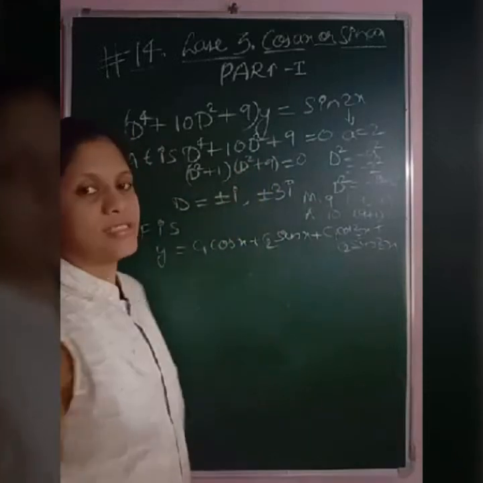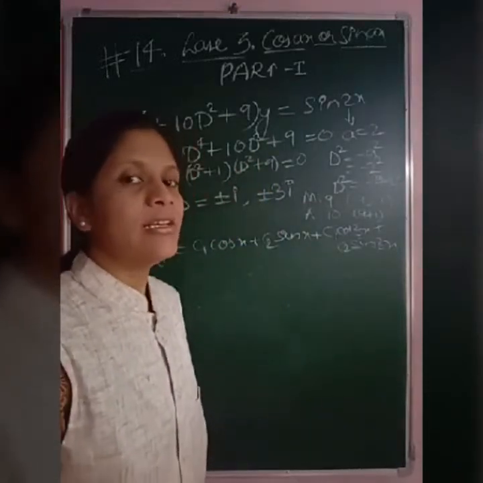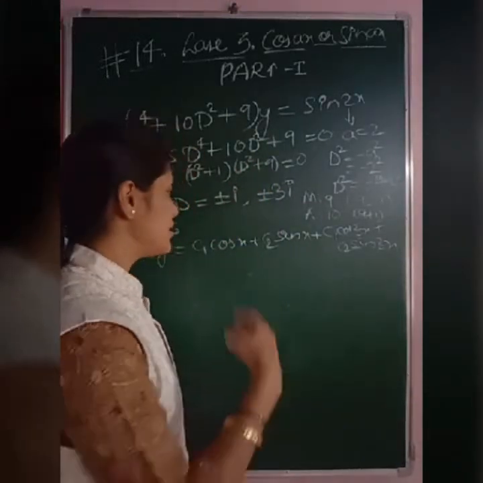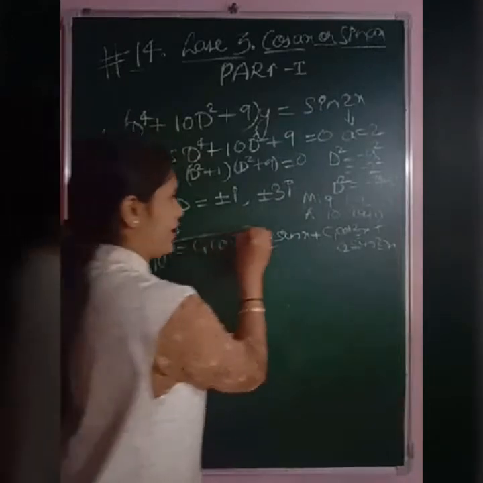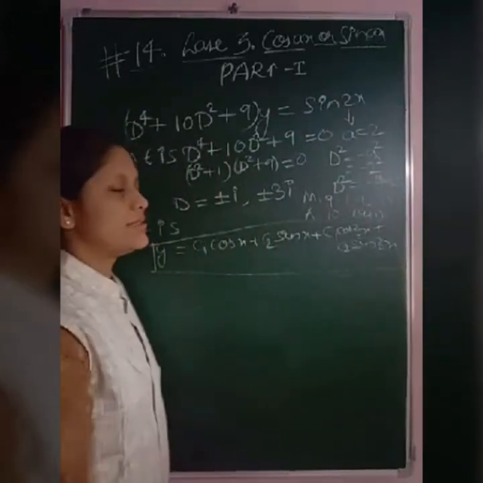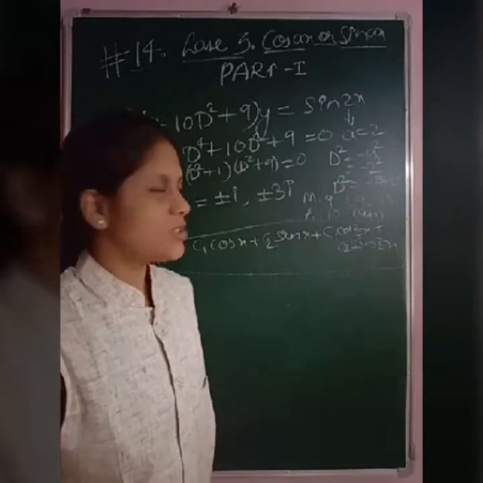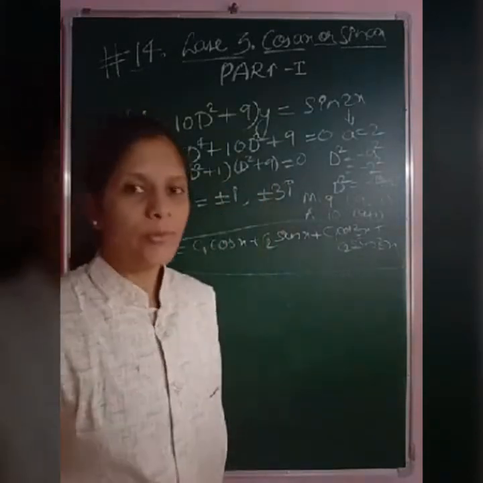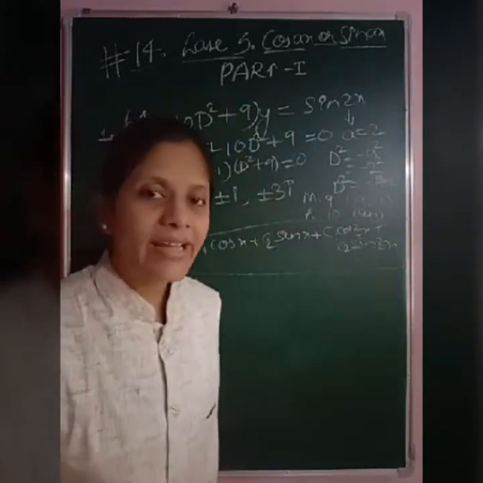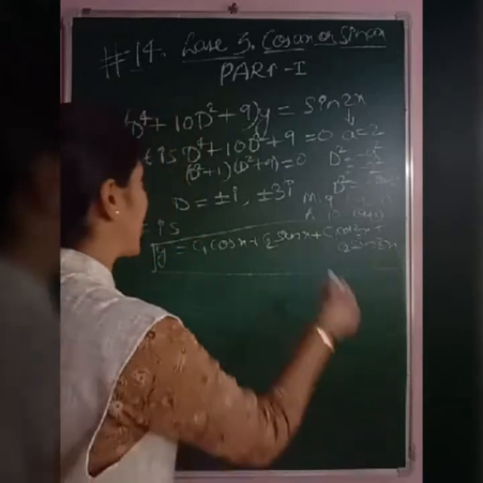Here the a value is 0, so directly we have written c1 cos bx plus c2 sin bx, with e raised to 0 times x on both sides. Now let us find the particular integral, that is PI.